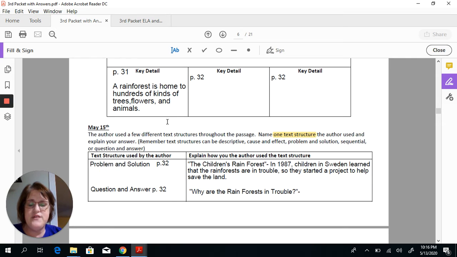Okay, and then for May 15th, it says the author used a few different text structures throughout the passage. Name one text structure the author used and explain your answer. Remember, text structures can be descriptive, cause and effect, problem and solution, sequential, or question and answer. And boys and girls, I believe the ones that we have focused on were descriptive, problem and solution, and question and answer.